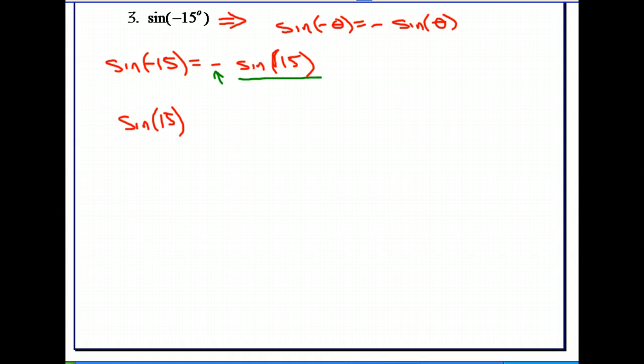A couple ways to get 15: 60 minus 45 or 45 minus 30. It doesn't really matter which way we do it. Let's go with 45 minus 30.